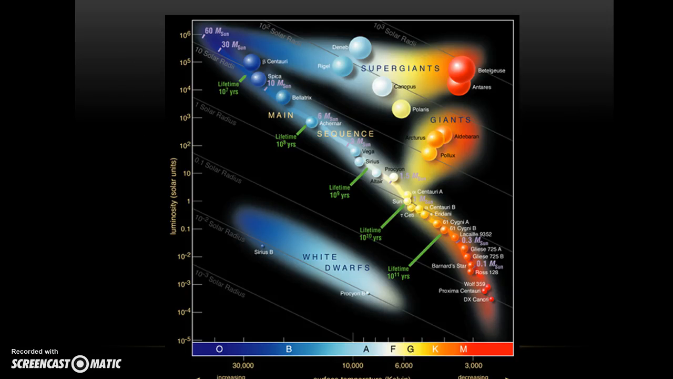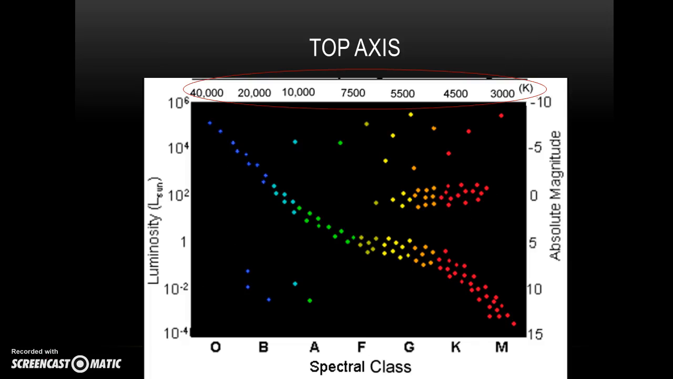This is one example of an HR diagram where what they have done here is place well-known stars where they fall on the chart. For example, our sun is right here on the main sequence, and up top here is where you'll find Betelgeuse, which is part of the Orion constellation, and it's classified as a red supergiant. Along the top axis is where you will find the temperature. This temperature ranges from about 40,000 Kelvin to 3,000 Kelvin.